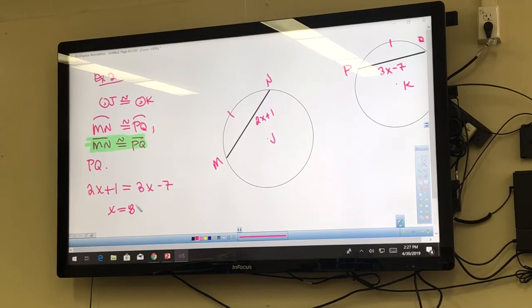Now, it didn't ask me for x. It asked me for PQ. So to find PQ, I must plug back in 3 times 8 minus 7. 3 times 8 is 24, minus 7 is 17. Therefore, PQ is equal to 17.